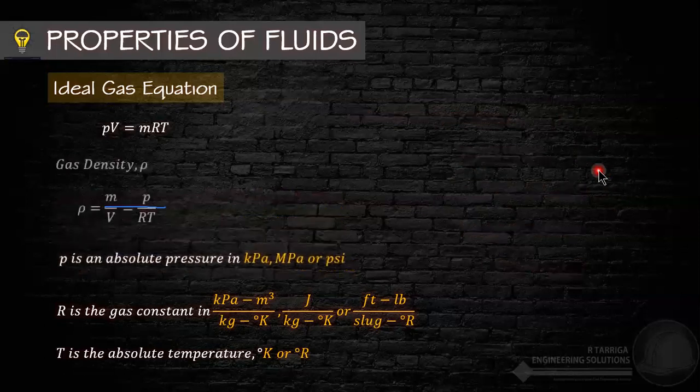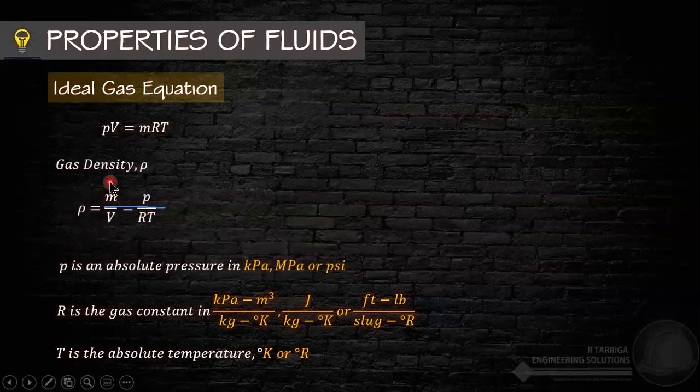From that ideal gas equation, we can form the gas density. We all know that density is the ratio of mass per unit volume. So if you rearrange this ideal gas equation, you will get M over V is equal to P over RT. Do not mistake rho and P. Rho is the density, P is the absolute pressure. So this is the formula for gas density.